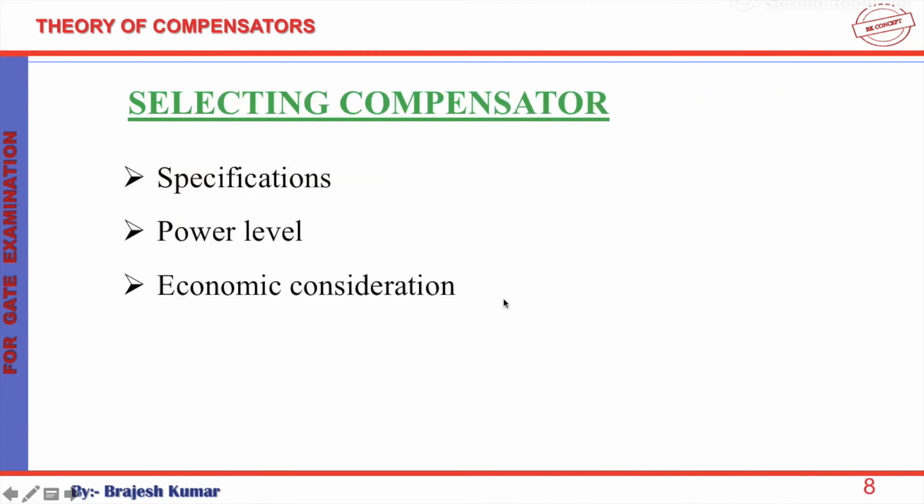Okay, so now coming to the selection of a compensator, on which basis you will be able to select a particular compensator. Basically, the selection of the compensator scheme depends upon the specifications, the power level at the various signal nodes in the system, available components, economic considerations, and also some designer's experience. So there are so many criteria on which you can select a particular compensator.